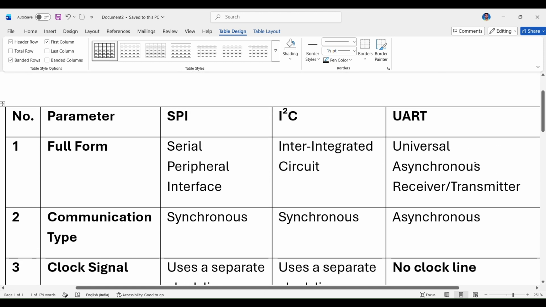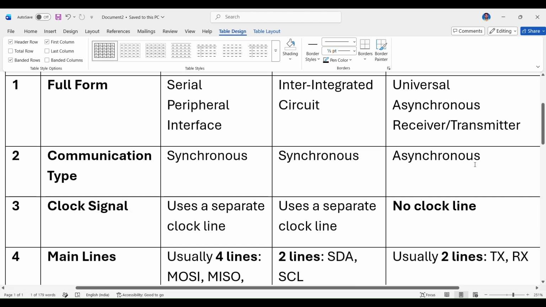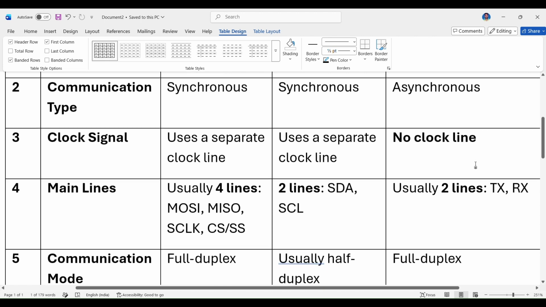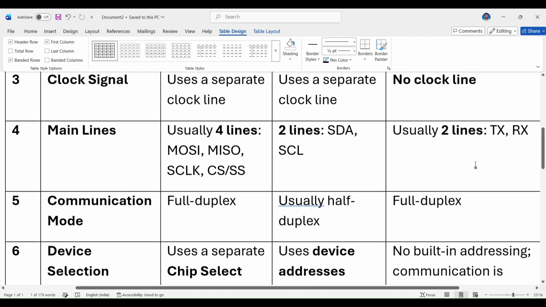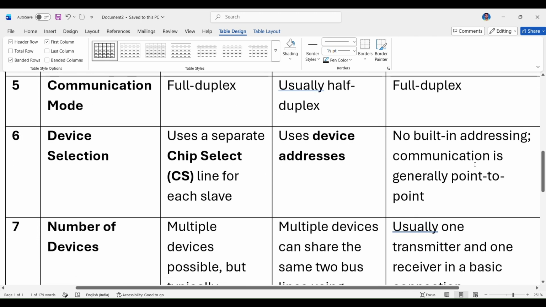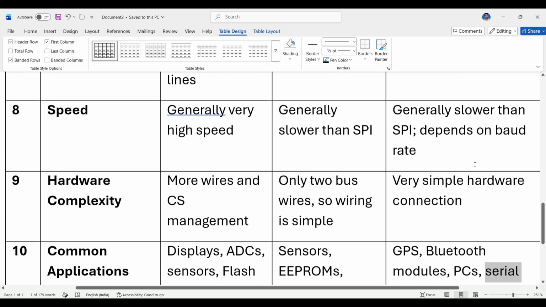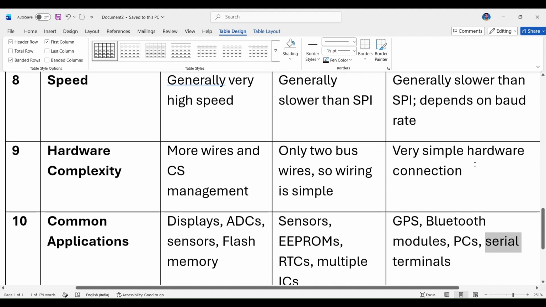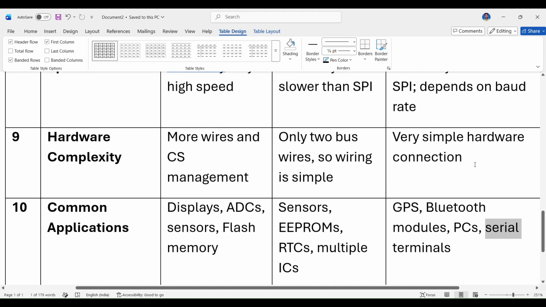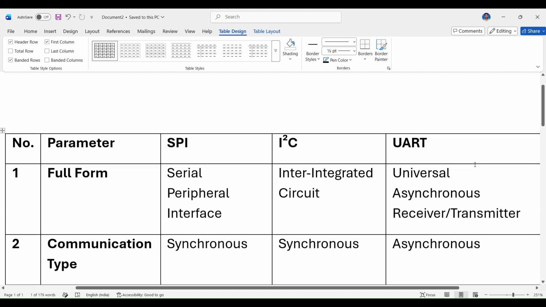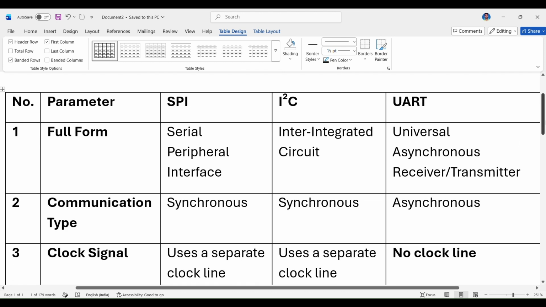One is full form, and the others are communication type, clock signal, main lines, communication mode, device selection, number of devices, speed, hardware complexity and common applications. These are the main important differences between SPI, I2C and UART.